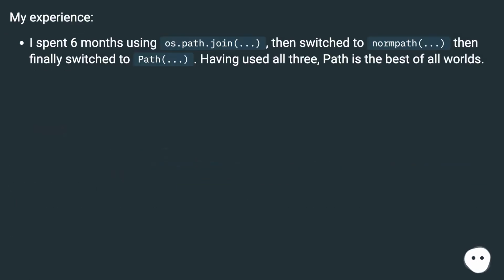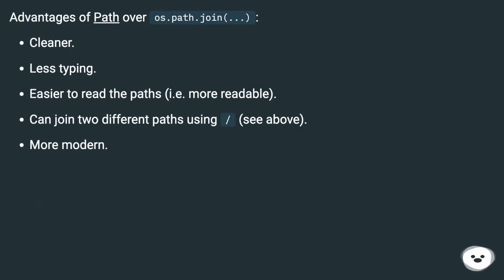My experience. I spent 6 months using os.path.join, then switched to normpath, then finally switched to Path. Having used all three, Path is the best of all worlds. Advantages of Path over os.path.join: Cleaner. Less typing. Easier to read the paths, i.e. more readable. Can join 2 different paths using /. More modern.